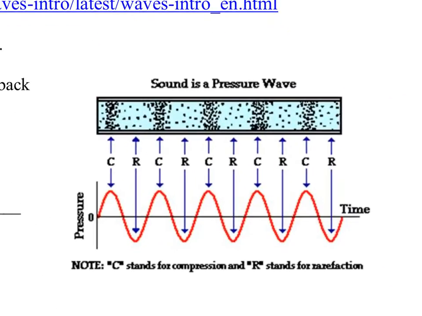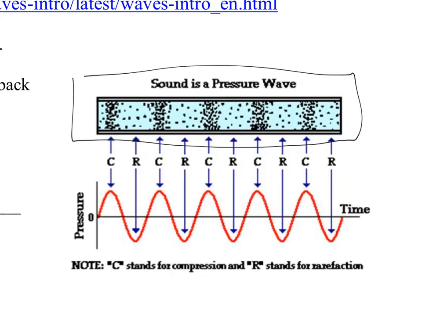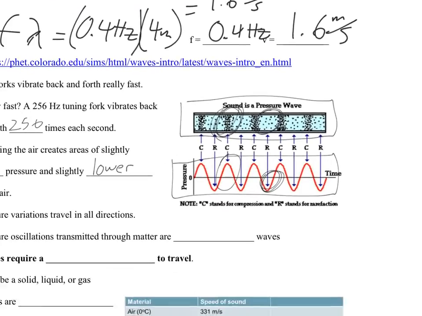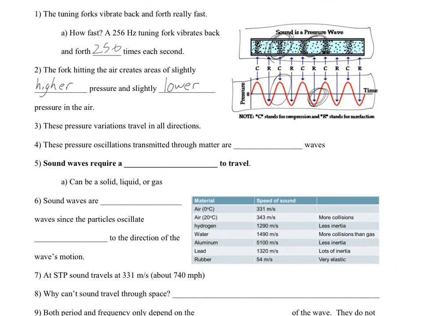So this is an image of what sound waves actually look like, but we find it much easier to depict them like a transverse wave below here, although that's not really what they look like. But the areas of high pressure right here line up with the crests. The areas of low pressure line up with the troughs. So these pressure variations go in all directions. These pressure oscillations transmitted through matter are sound waves.